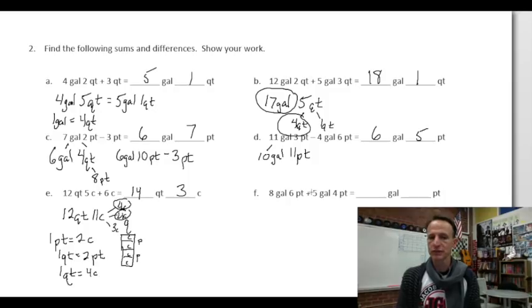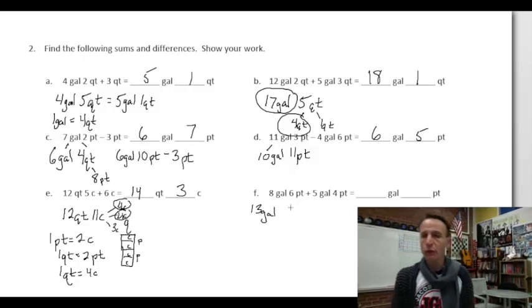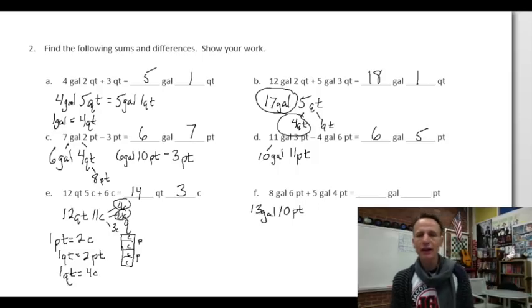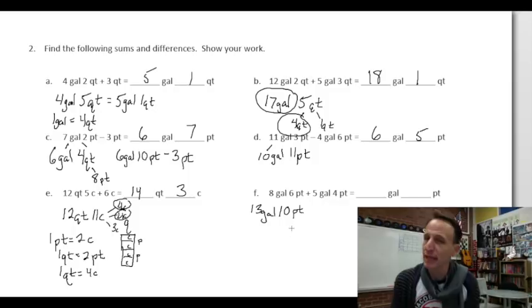8 gallons plus 5 gallons is 13 gallons. 6 pints plus 4 pints, of course, is 10 pints. Okay. And we are asked to express our answer in terms of gallons and pints, but we can look at 10 pints and say, I think there might be a gallon lurking in there. So let's think about it.